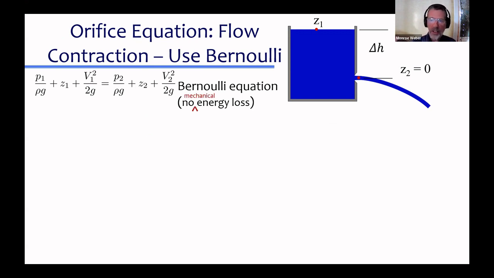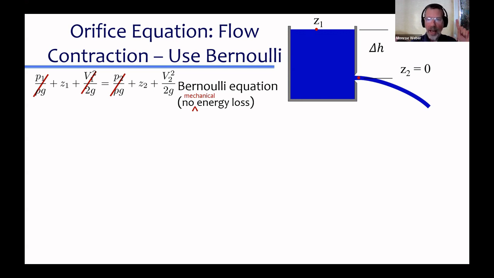So we're going to use the Bernoulli equation. The Bernoulli equation means that there's no mechanical energy loss. Nothing is being converted to heat. So let's look at this. The pressure on the surface of the tank is 0, or it's atmospheric pressure. We can use that gauge pressure, atmospheric pressure, as our datum. So P1 is 0. The surface of the tank is barely moving, so V1 is 0. P2 is also atmospheric pressure.